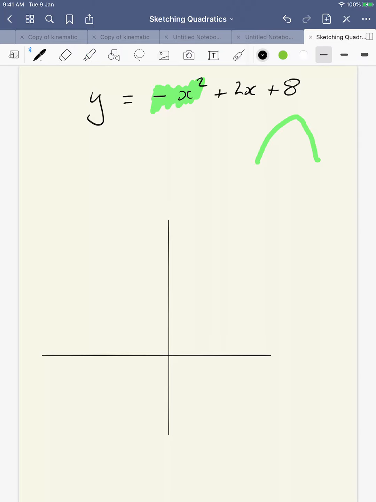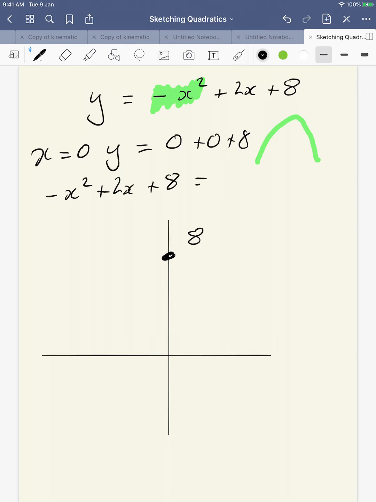So let's just go through the steps. Okay, so make x equals 0 and y equals, well, 0 plus 0 plus 8. So the y-intercept is here at 8. Now the second step is solve negative x squared plus 2x plus 8 equals 0. And now there's just a trick here that makes life a little bit easier for you. Because you've got an equation to solve here, you can do the first step, which I always like. I'm actually going to multiply both sides by -1.